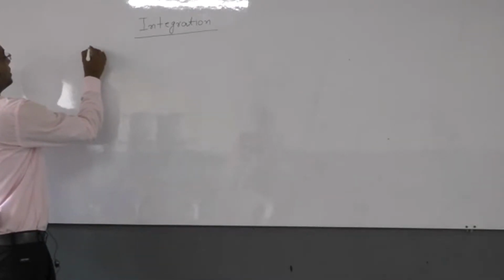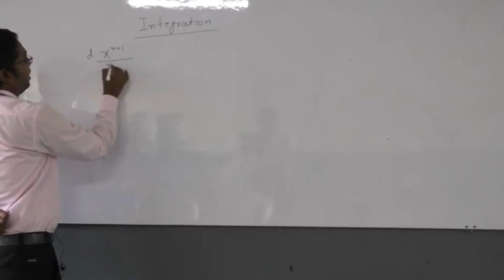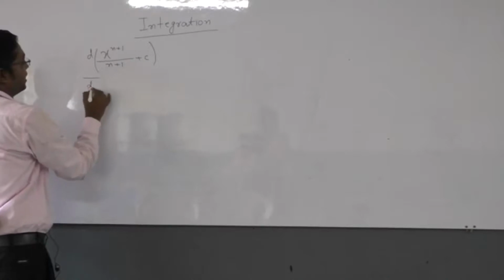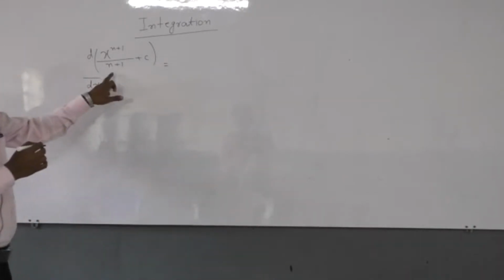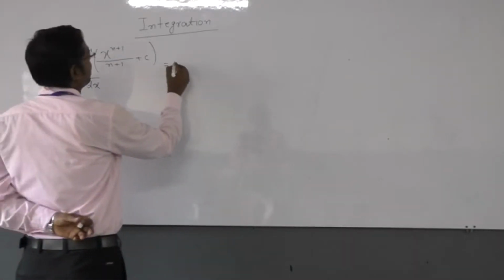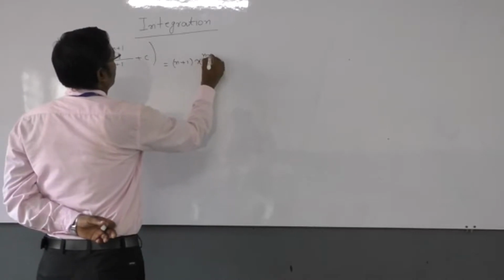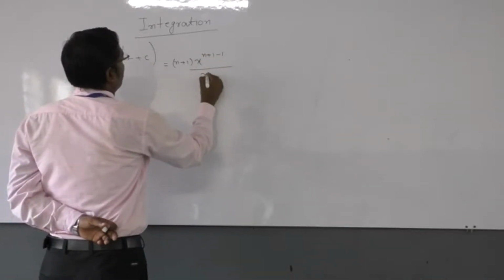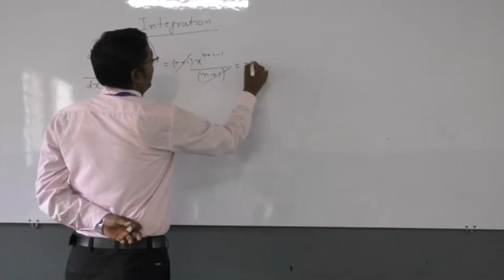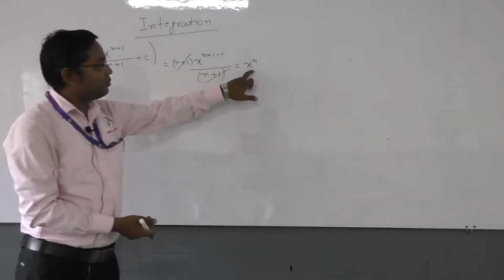We know the differentiation of x to the power n plus 1 over n plus 1 plus some any constant with respect to x. If we differentiate this function, then what will happen? The standard formula will be used, and we can write n plus 1 into x to the power n over n plus 1. This and this will get cancelled, and we will get x to the power n. So the differentiation of this function is x to the power n.